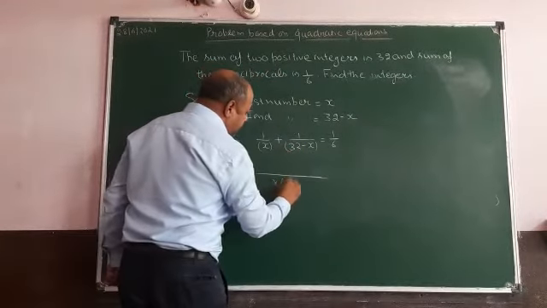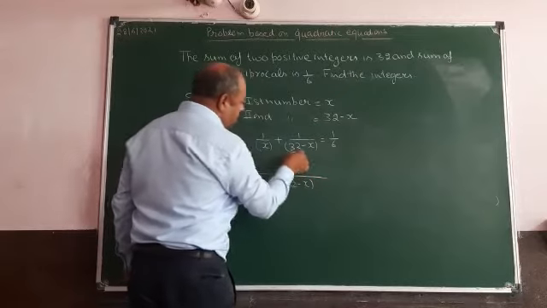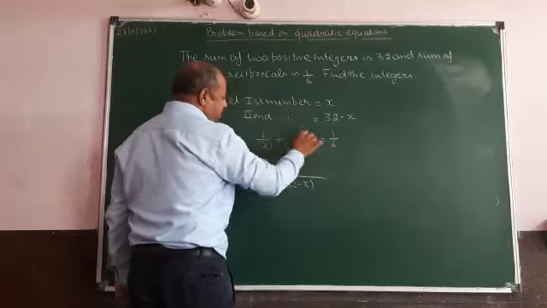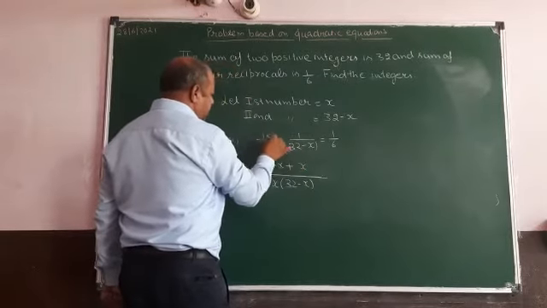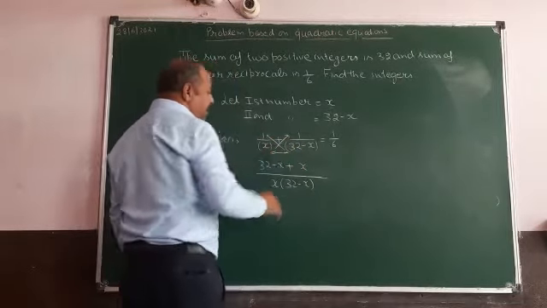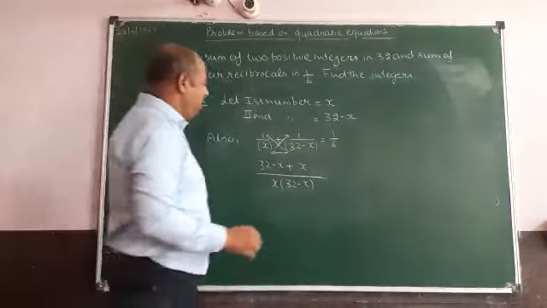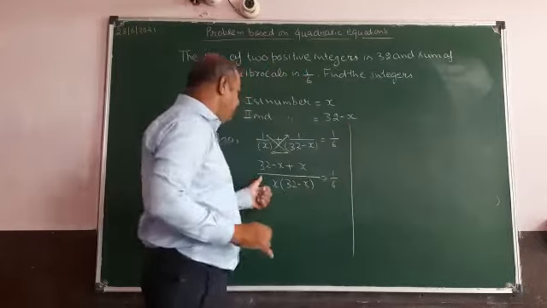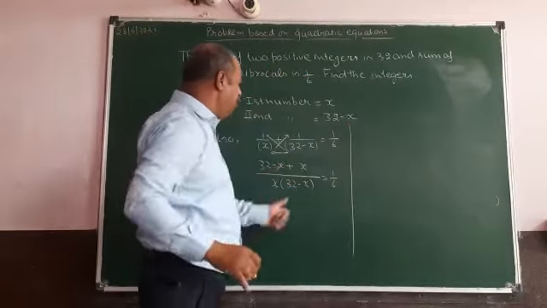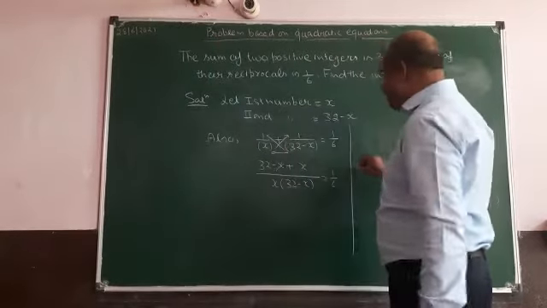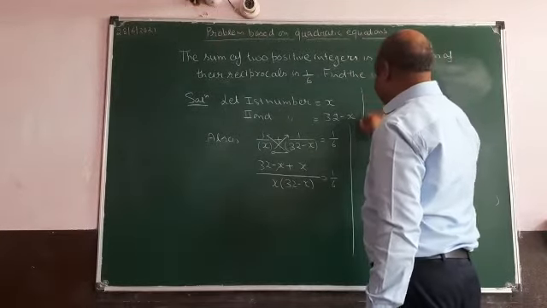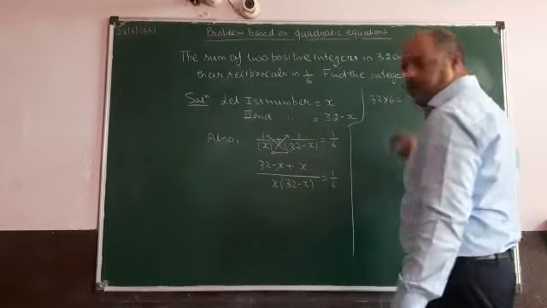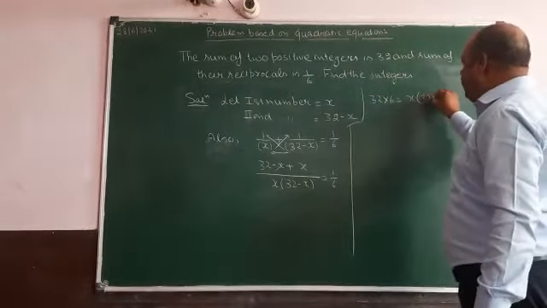So we will multiply x by 32 minus x. 32 into 1, this is 32 minus x, plus x into 1, that will be x. So this is how we will multiply this, and this is equal to 1 by 6. If we further solve it, this minus x and plus x will go, and if we cross multiply these, we will get 32 into 6 is equal to x into 32 minus x.